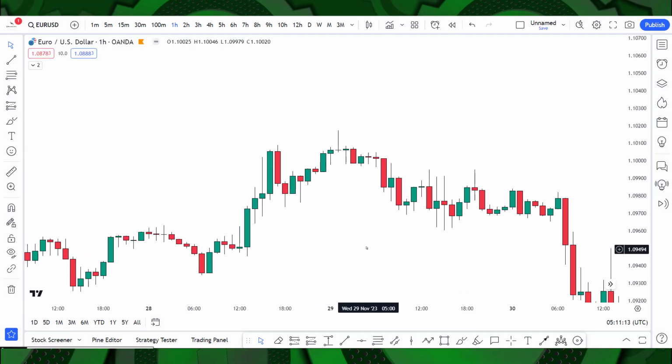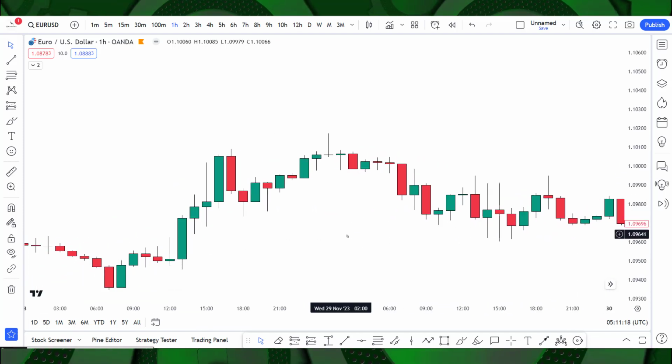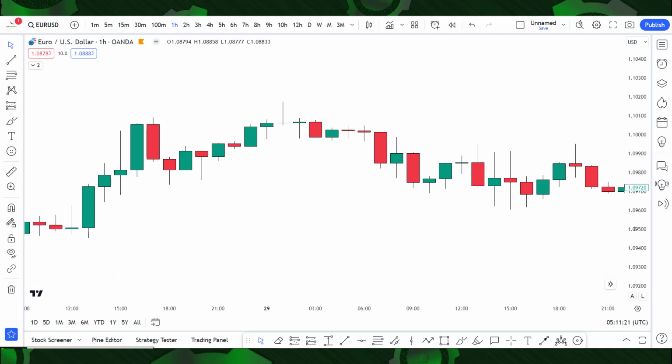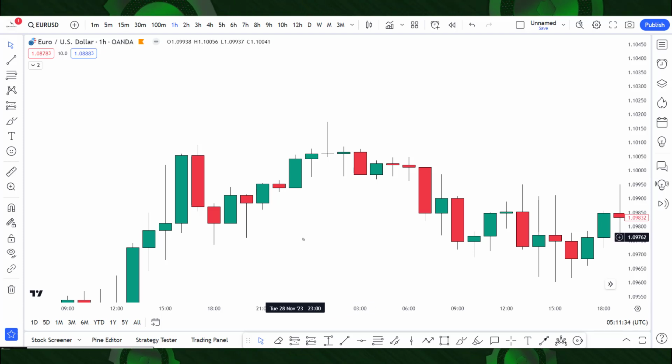So I told you the Gravestone Doji and the shooting star look very similar. The Gravestone Doji does not have a real body, but they work the same way as a shooting star. So let's trade this and see how it's going to work out.